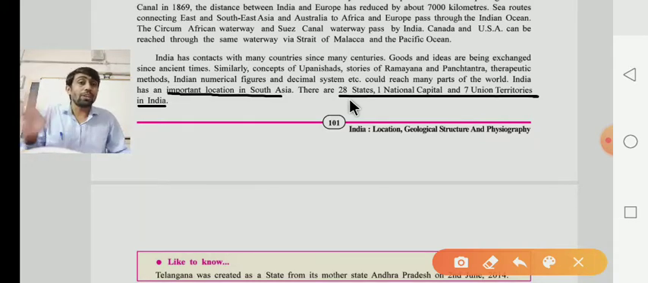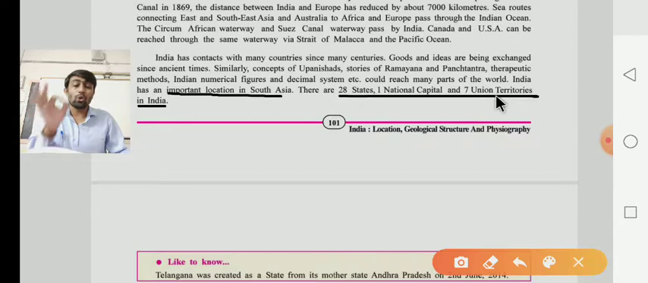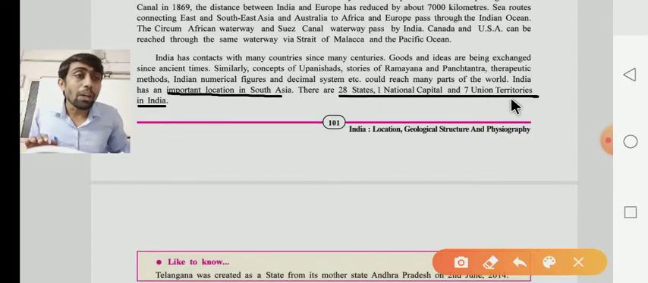If you look at old information on the net, you will find that India has 29 states and 6 union territories. This is the old information, but presently India has 28 states and 8 union territories, and union territories are controlled by the central government.